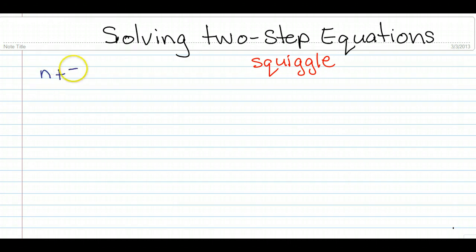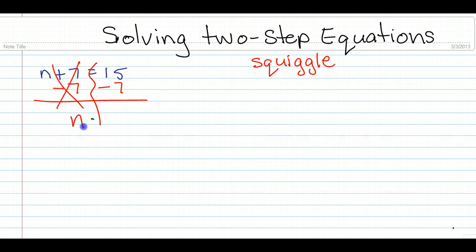Let's say we had n plus 7 equals 15. So this was our squiggle problem. We do one step, we subtract 7. Remember, we always do the opposite. We're going to add the opposite. Okay, we're adding a negative 7. So these go away, and n equals a positive 8. That just took one step.